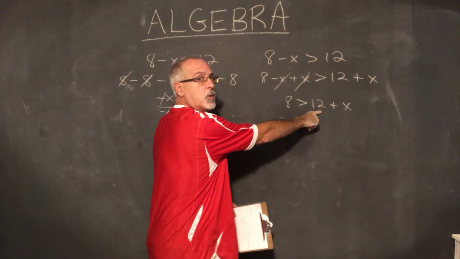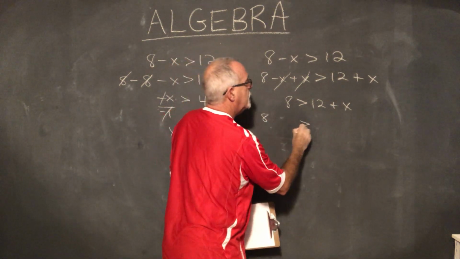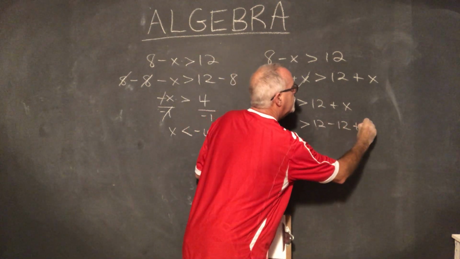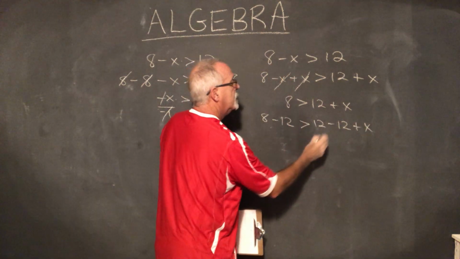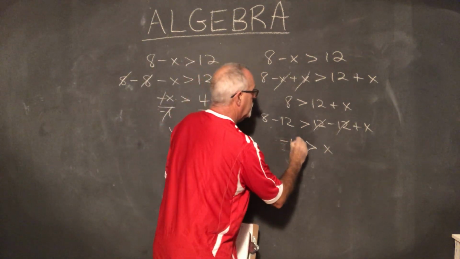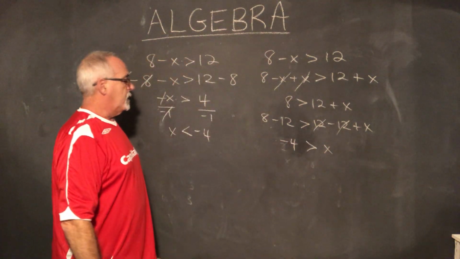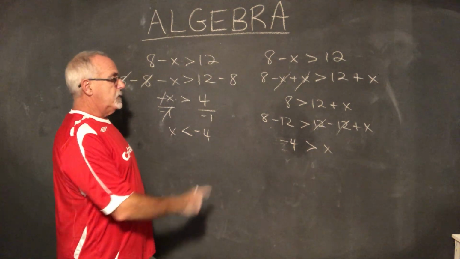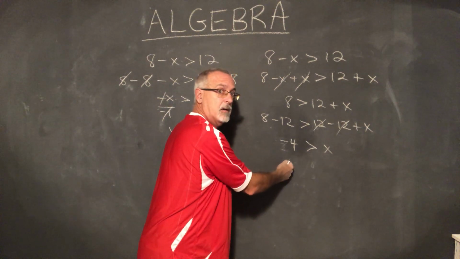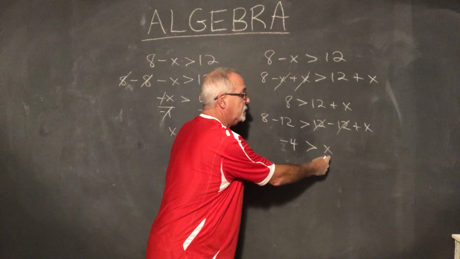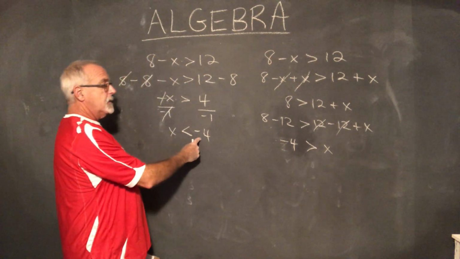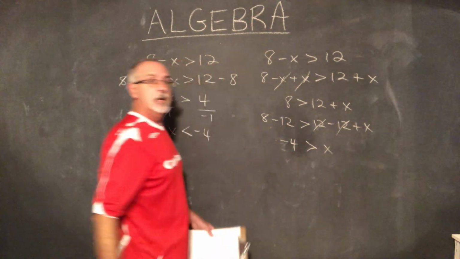But now I need to get this 12 away from the x. The 12 is being added to the x, so I do the opposite. I subtract the 12 from both sides. These cancel. X is isolated. 8 minus 12 is negative 4. I have negative 4 is greater than x, which if I read it backwards carefully, x is less than negative 4. Reading it backwards means you have to read the symbol backwards. So x less than negative 4 and negative 4 greater than x mean the same thing.